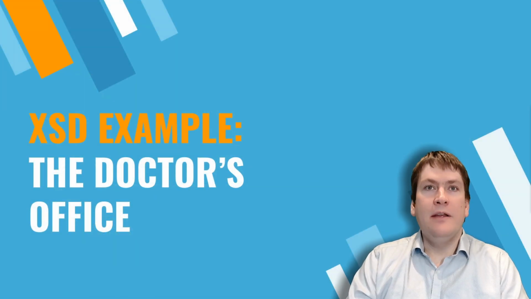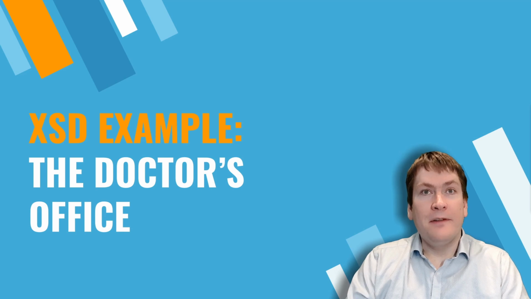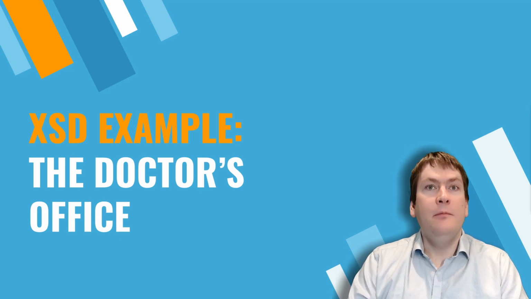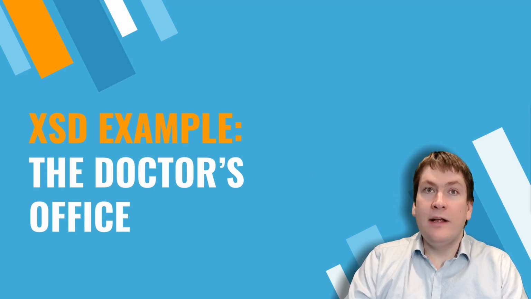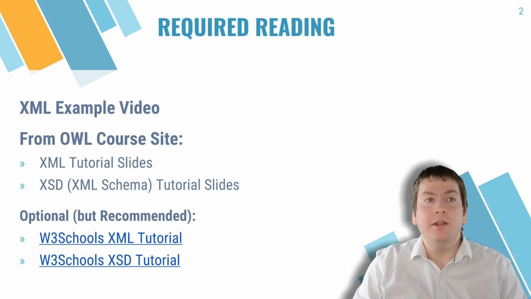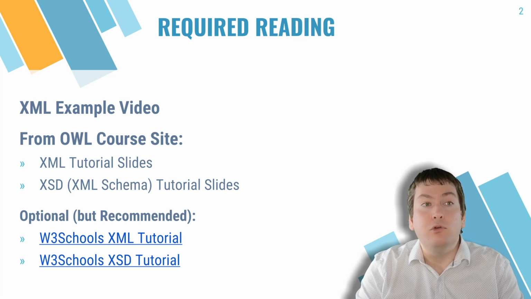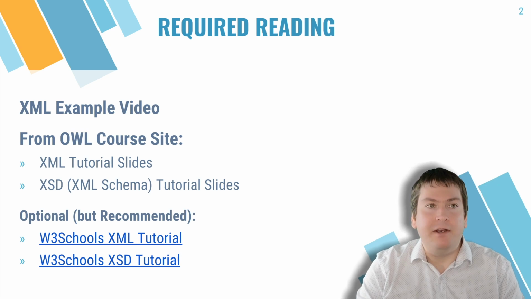In this video, we're going to be continuing our doctor's office example that we did in the last video, making an XML document to represent patients, and we're going to be creating a schema for this XML document. It's really important that before watching this video, you watch my XML example video. This video is going to contain that XML example from that video, and we're going to be carrying on with creating a schema, or sort of a blueprint for that XML document. So if you haven't already watched it, check that video out.